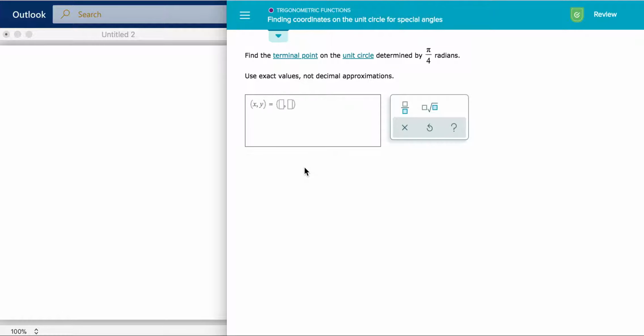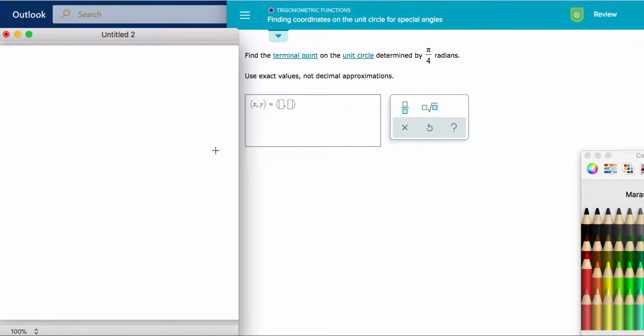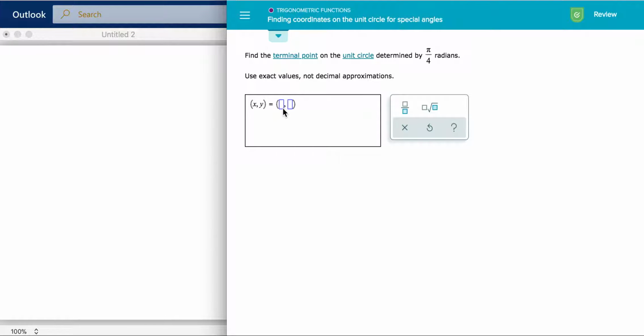So if we need to find the terminal point on the unit circle determined by pi over 4 radians, what you want to find is sine and cosine. I actually was saying that and probably misled you. Sorry, cosine is the x coordinate.